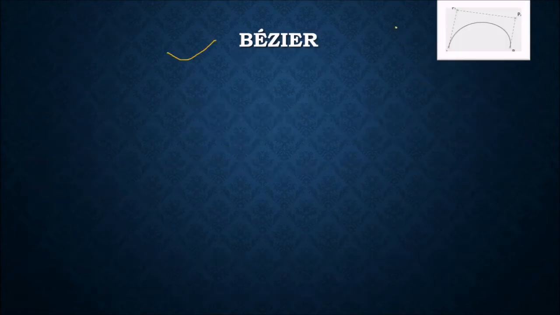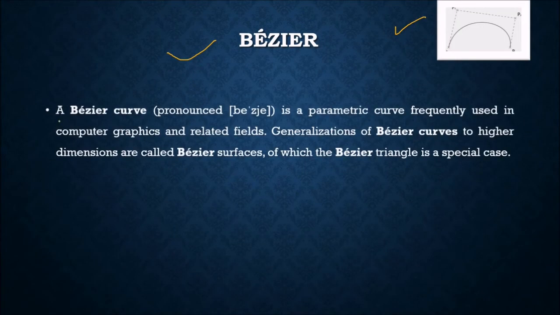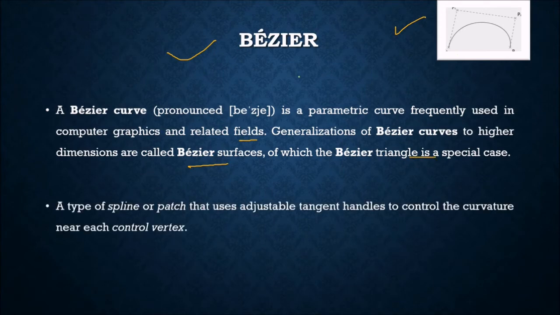What is Bezier? What do you mean by Bezier? A Bezier, you can also pronounce it as Bezier. A Bezier curve is a parametric curve frequently used in computer graphics and related fields. Generalizations of Bezier curves to higher dimensions are called Bezier surfaces, of which the Bezier triangle is a special case. A Bezier curve is a type of spline only, as we have just seen with the B-spline. It is a type of spline or patch that uses adjustable tangent handles.